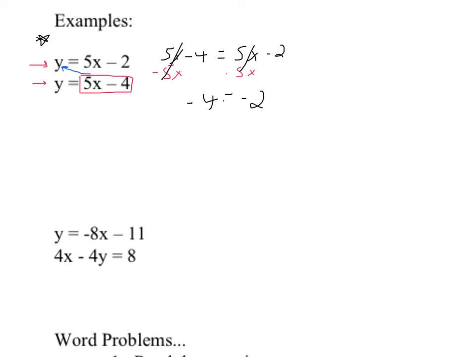Now when you go through substitution and you have an equation that's left that has no variables, either you're going to get a true statement or a false statement. If you get a true statement, you will say you have infinite solutions. If you get a false statement, you will say you have no solutions.